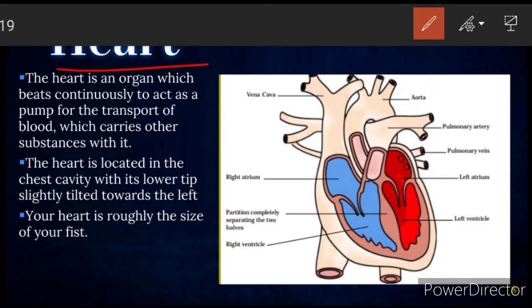Now let us move on learning about the heart. So, the heart is an organ which beats continuously to act as a pump for the transport of blood, which carries other substances. Now guys, एक बात सोचो, आप ना एक ही काम हर रोज़ कर रहे हो, every day you are just studying. अगर आप बहुत ज़्यादा कंसिस्टेंट भी हो स्टडी में, तो after 6 months you will be like, अब नहीं पढ़ना, थोड़ा ब्रेक ले लेता हूँ.